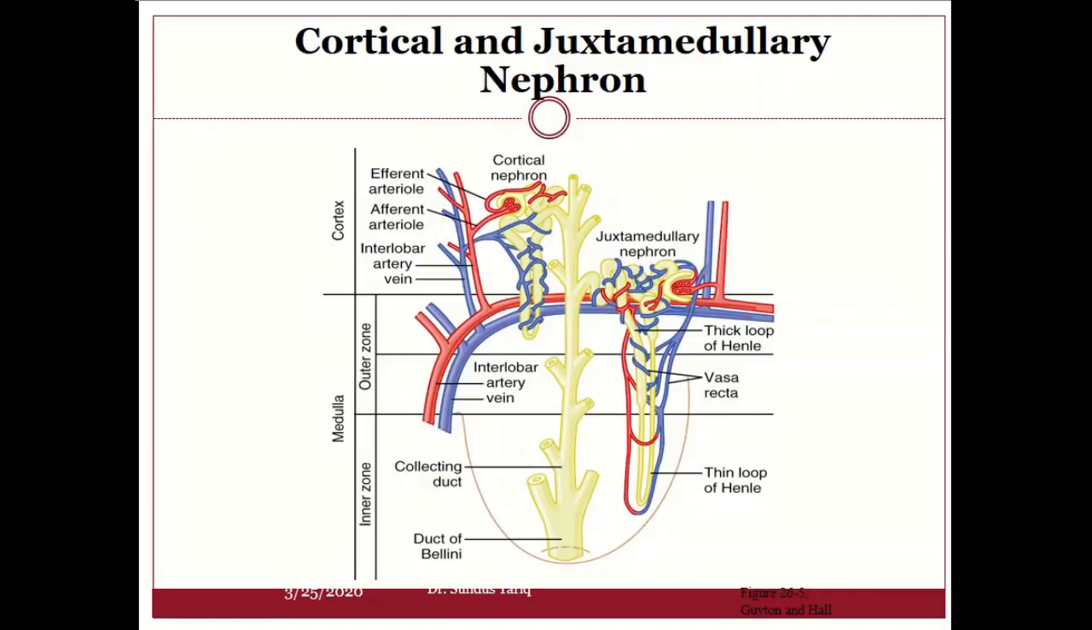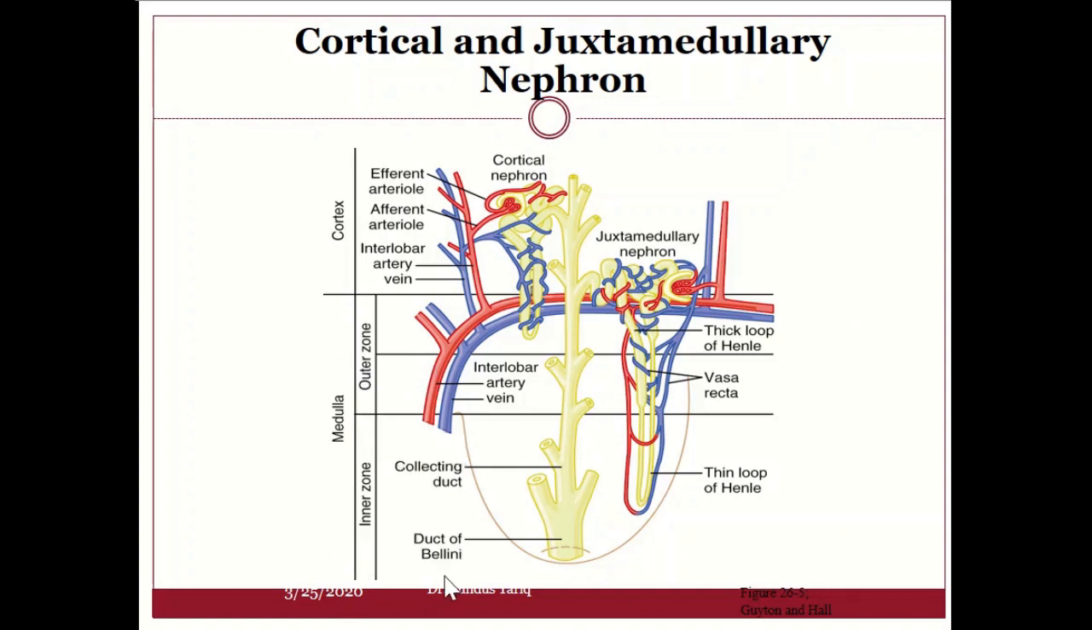Now we will see the difference between two types of nephrons, that is the cortical and juxtamedullary nephron. So we have actually two types of nephrons within the kidneys. One is called the cortical nephron and the other is called the juxtamedullary nephron. As you can see, the kidney is divided into outer cortex and inner medulla. The medulla is further divided into an outer zone and an inner zone, which is a deeper zone.